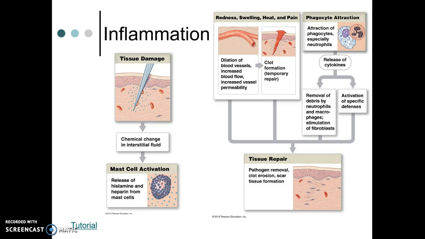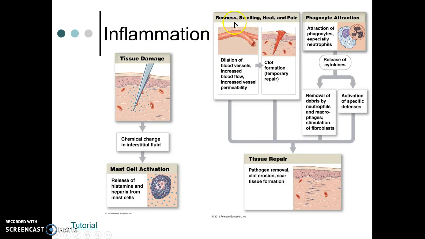It also will activate the specific defenses. A macrophage engulfs a pathogen. It puts out a class 2 MHC, it becomes an antigen presenting cell, and tells the immune system, hey, we've got a problem here, and starts creating a specific defense against that antigen that came in. So those are the benefits of this whole process.